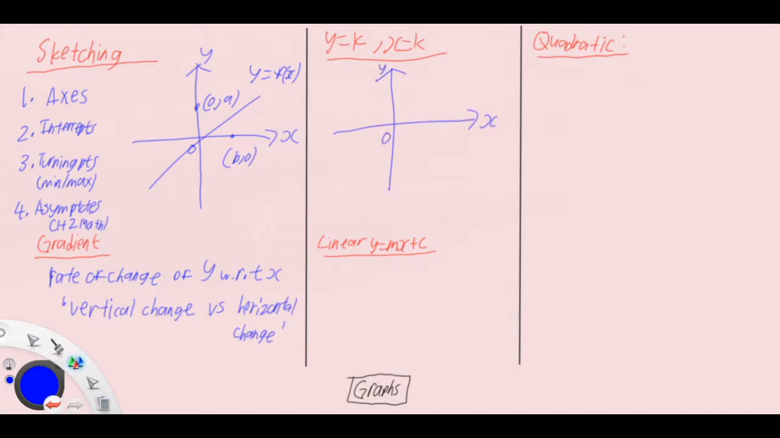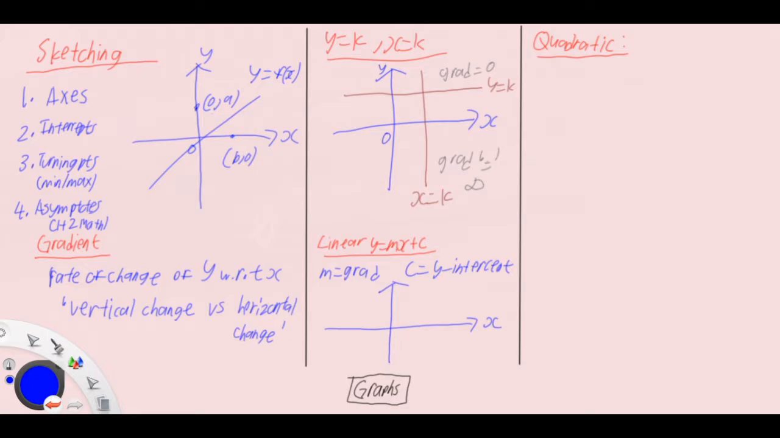Basic graphs, y equals k and x equals k. A horizontal line for y equals k, a vertical line for x equals k. The gradient of y equals k is 0, the gradient of x equals k is undefined, usually equated to infinity. Linear graph y equals mx plus c, where m is the gradient and c is the y-intercept. So it's basically a diagonal line going upwards for positive gradient, positive m, and going downwards for negative gradient, negative m.